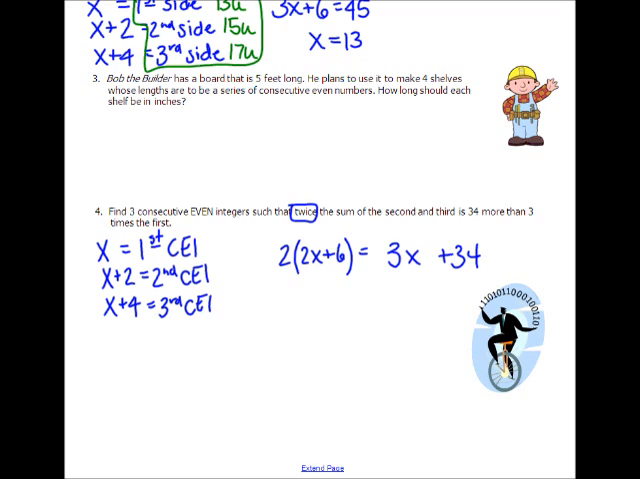And then you just solve that, and you should get x equals 22. All right, so there's 22, 24, and 26. And those are my numbers.